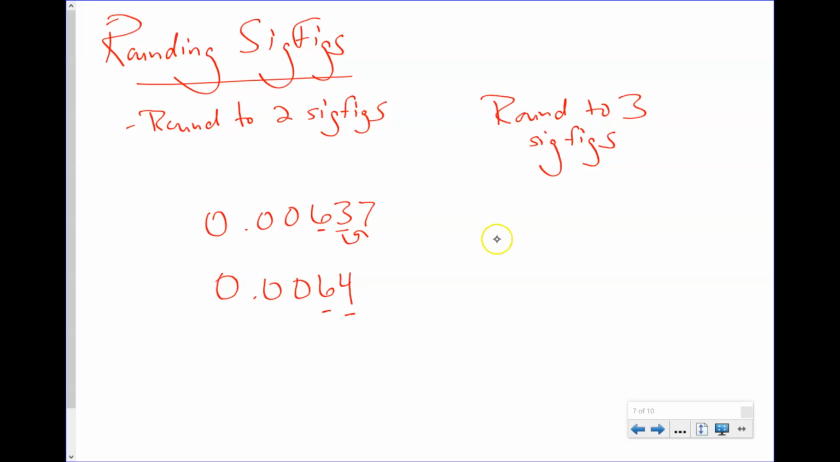If I was going to round that to 1 significant figure, 0.006, because I would look at that first value. That 3 tells me that 6 is going to stay the same. So that would be rounded to 1 sig fig. Okay.